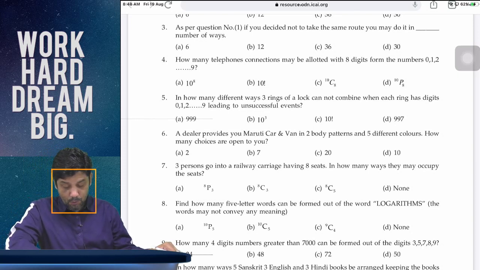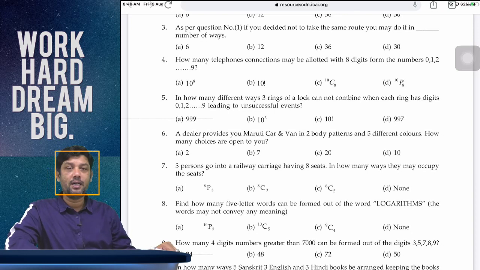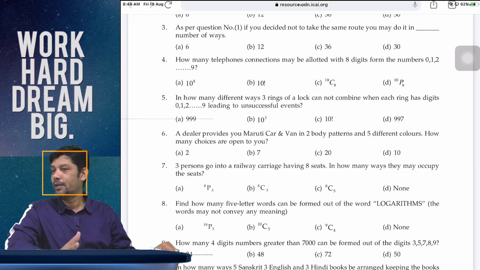A dealer provides Maruti car and van in 2 body patterns and 5 different colors. How many choices are open to you? Have you done it? 20. 20 is the right answer.